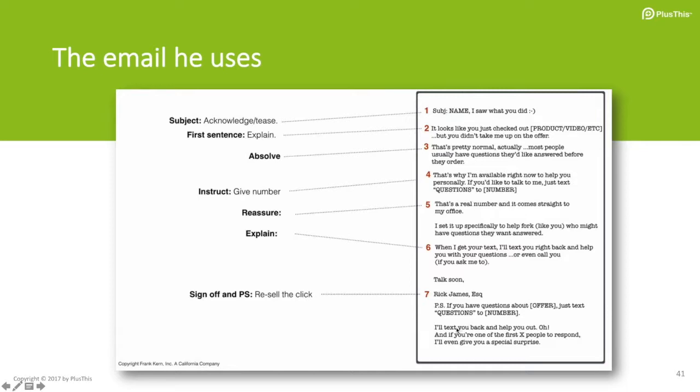And he says in the last part, "I'll text you back and help you out. Oh, and if you're one of the first X people to respond, I'll even give you a special surprise." So he's adding an incentive for people to have a conversation with him. And this is another feature he uses of Plus called a scarcity trigger, to be able to trigger something based on the first number of people to respond to something like this. So this is the email that he uses in that follow-up.